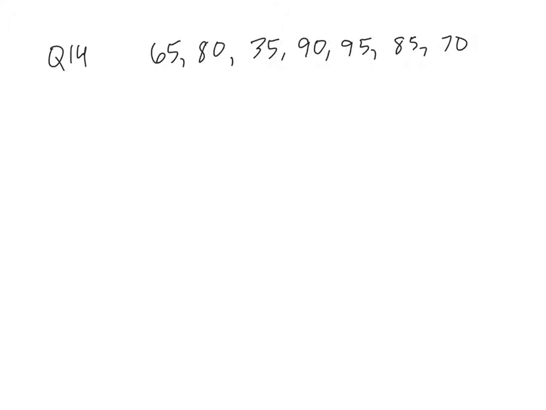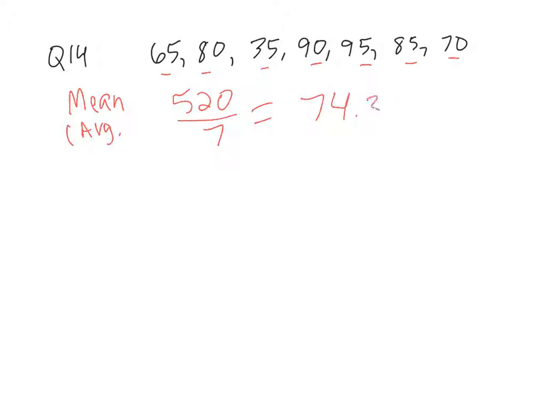Mean means average. So we're going to add everything together. When I add them all up, I get 520. You're going to divide by how many numbers there are. There are 1, 2, 3, 4, 5, 6, 7. So we divide by 7. The average is 74.3. I'm going to round to the nearest tenth.